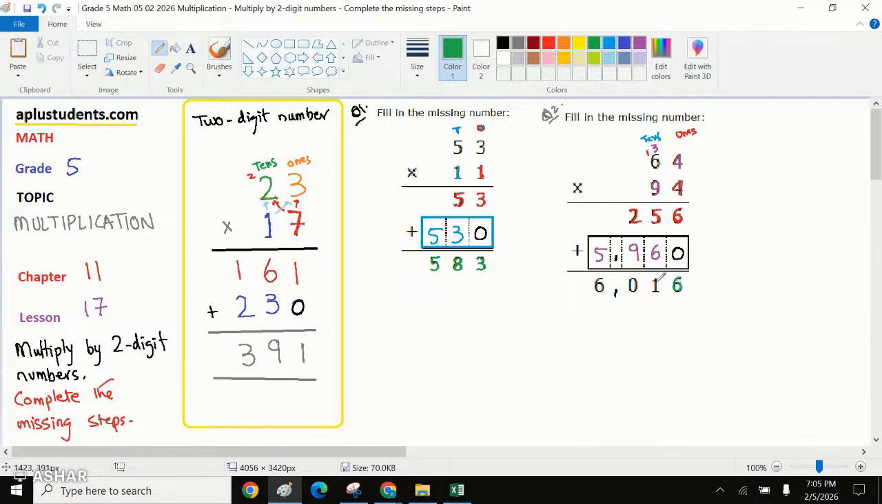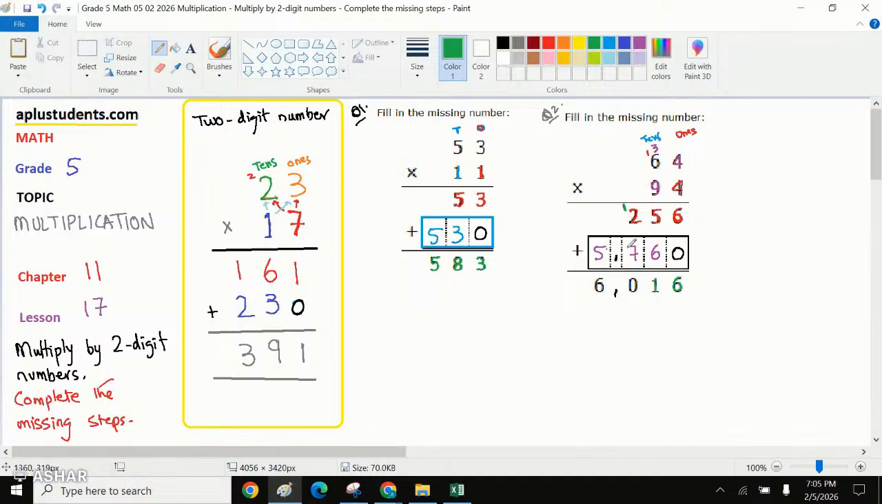5 plus 6 is 11. We carry a 1. 1 plus 2 is 3. 3 plus 9. Sorry, I did something. What did I do? 6 into 9 should be 54. Oh, I should write 57. My mistake. I wrote a 60. 57, right? My mistake.